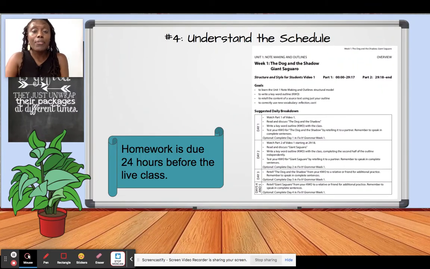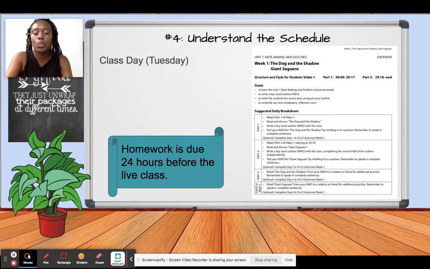Okay, so the fourth thing that will be helpful for you as a parent is if you understand the schedule. And so I'm going to go over what the schedule looks like. So for example, if your class day is Tuesday, if it's not, then just apply this in the same way. If your class day is Tuesday, that means we meet in our live class on Tuesday. Then day 1 on the suggested daily breakdown is Wednesday. What I explain to your students is that the very last day that you want to be watching part 1 of the video is Wednesday.